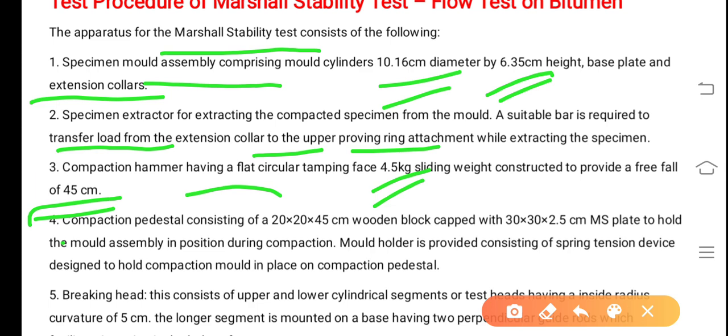Compaction pedestal consisting of a 20 by 20 by 45 centimeter wooden block capped with a 30 by 30 by 2.5 centimeter MS plate to hold the mold assembly in position during compaction. A mold holder is provided, consisting of a spring tension device designed to hold the compaction mold in place on the compaction pedestal.